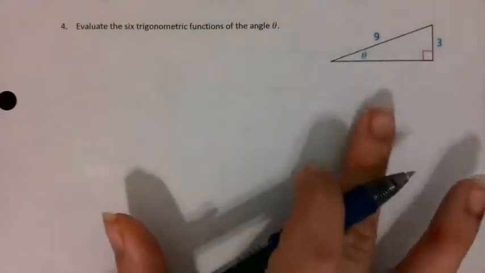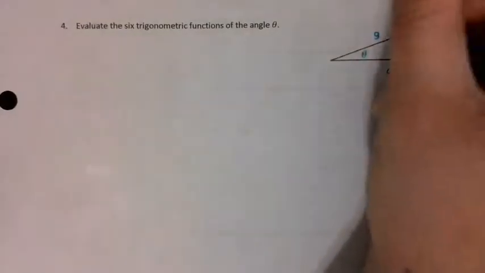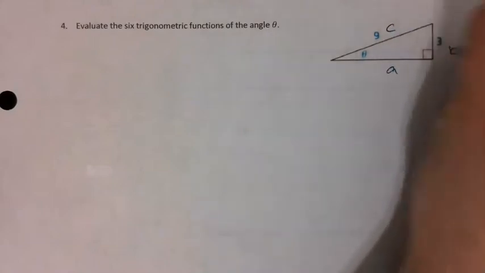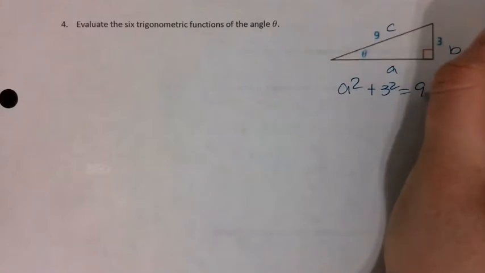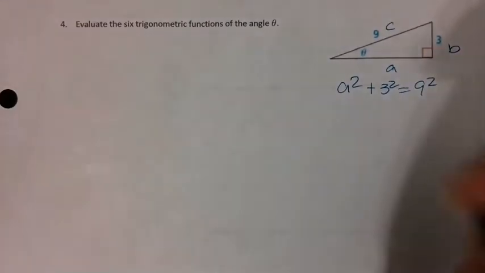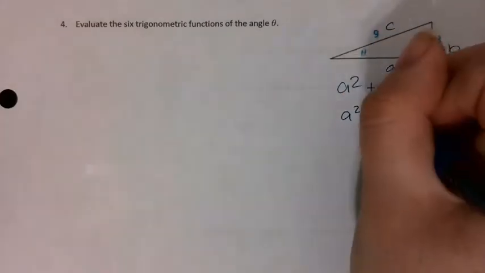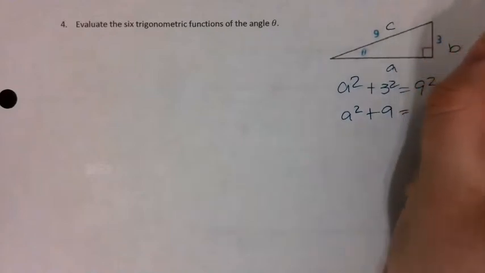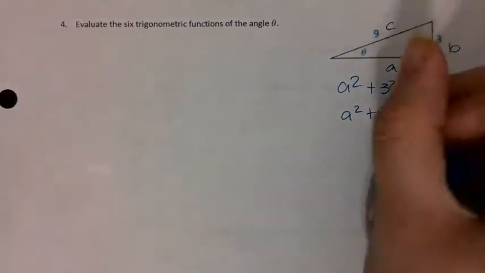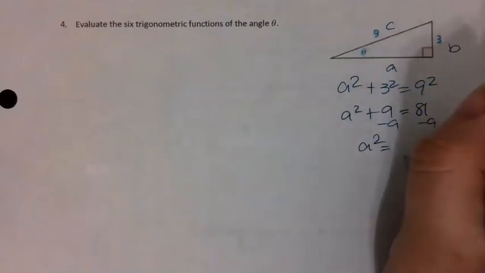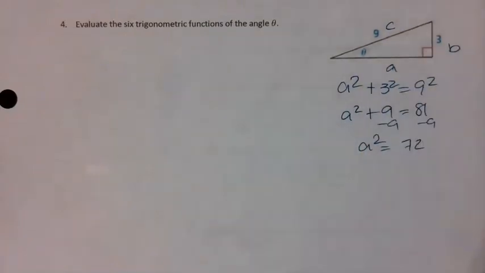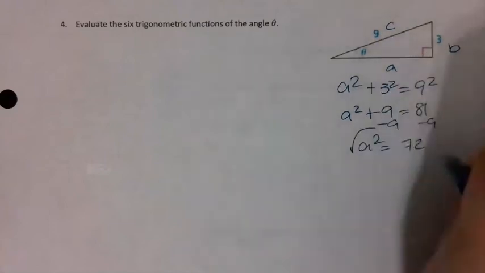Okay. Number 4, I need to find the value right here. I'm going to make this A, this is C, and this is B. So I have a squared plus 3 squared equals 9 squared. 3 squared is 9. 9 squared is 81. I subtract 9 on both sides. I have a squared equals 72. Then I want to take my square root.